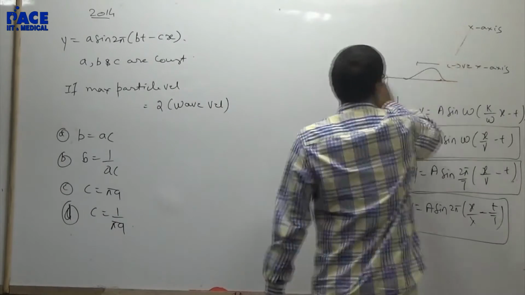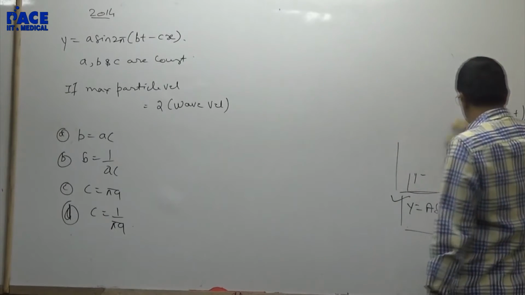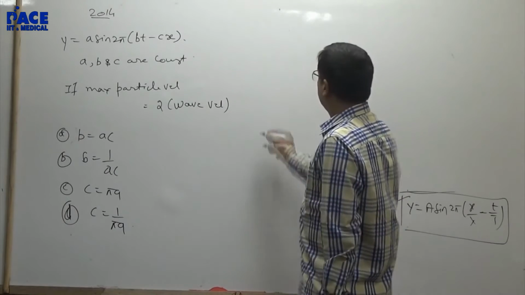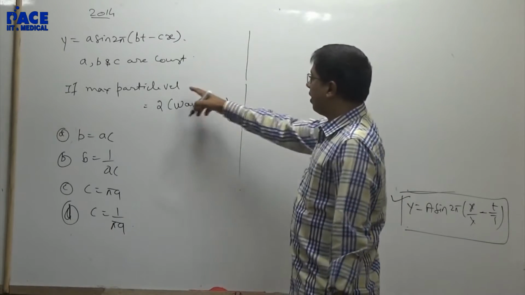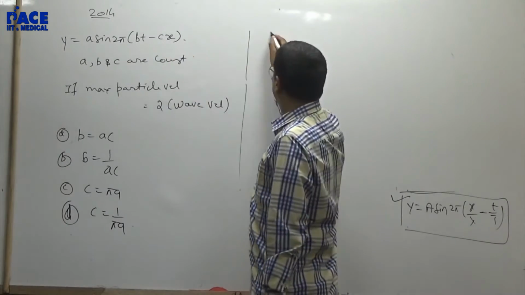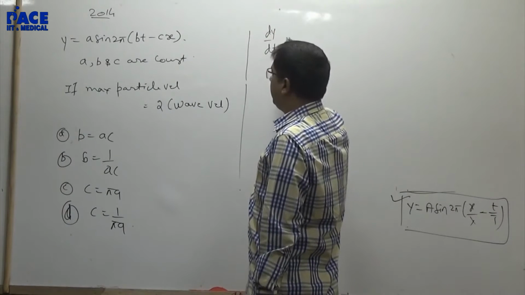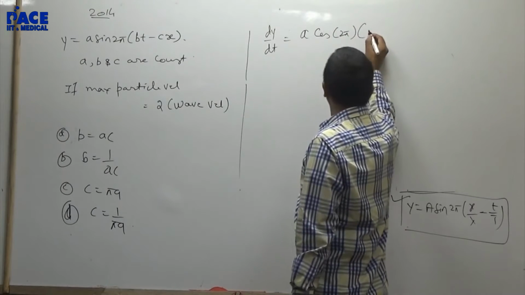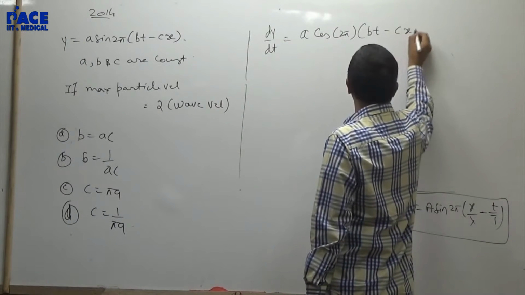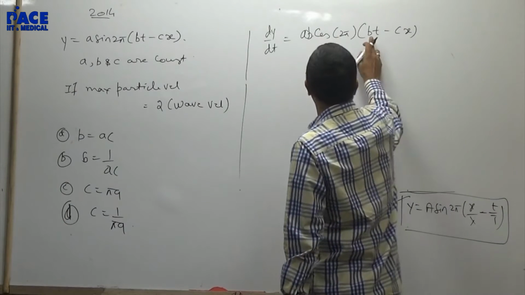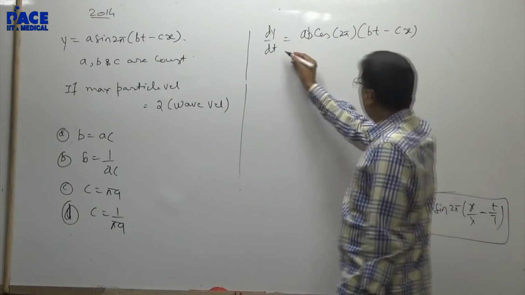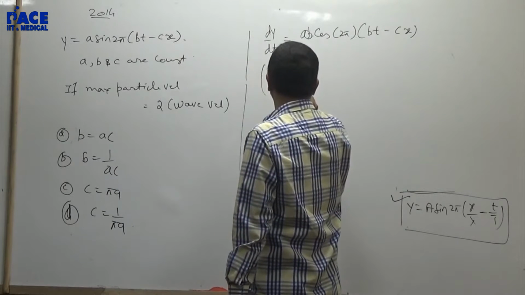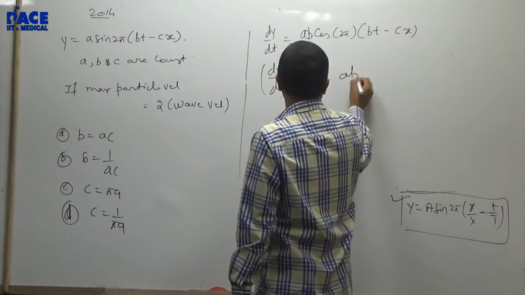So these both are the same. Compare that equation with this last equation. Now, what are you telling me? Maximum particle velocity. What is particle velocity? dy by dt will be a cos 2 pi into bt minus cx into b. Am I right? You are differentiating with respect to t. When will this be maximum? dy by dt maximum will be equal to ab.